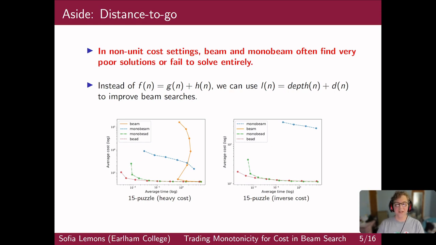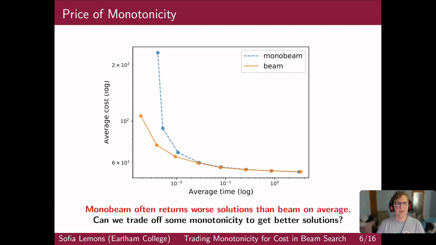For that reason, in the current work, we placed our focus on algorithms which use distance to go measurements rather than cost to go measurements. However, the main contribution of this work is addressing this issue of the price of monotonicity.